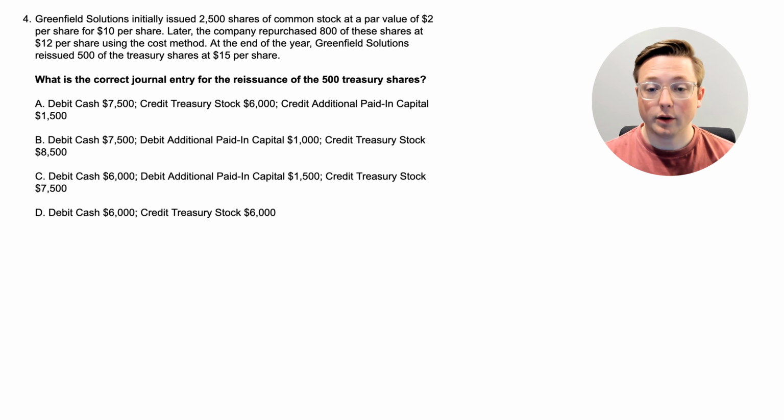So again, with all that information, we have to figure out what the journal entry is for the reissuance of the 500 Treasury shares using the cost method. Remember, the cost method was pretty easy for the repurchase. Now we just have to figure out what the reissuance looks like. So pause the video if you want, think through what we've learned in the previous questions, give this a guess, and when you're ready, come back, we will look at the answer together. All right, here we are.